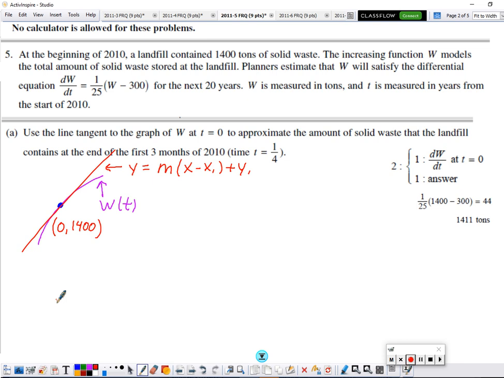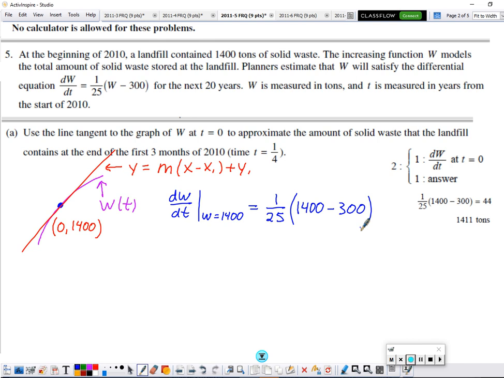This is W. I can find the slope of W using the formula for the slope of W. So I use that. I say dW over dt when W is equal to 1,400. That's going to equal 1 over 25 multiplied by W being 1,400, subtract 300. That's my slope. You can leave it like that if you want. You don't have to do anything. That's the slope of W at that point. That's the slope of my tangent line.